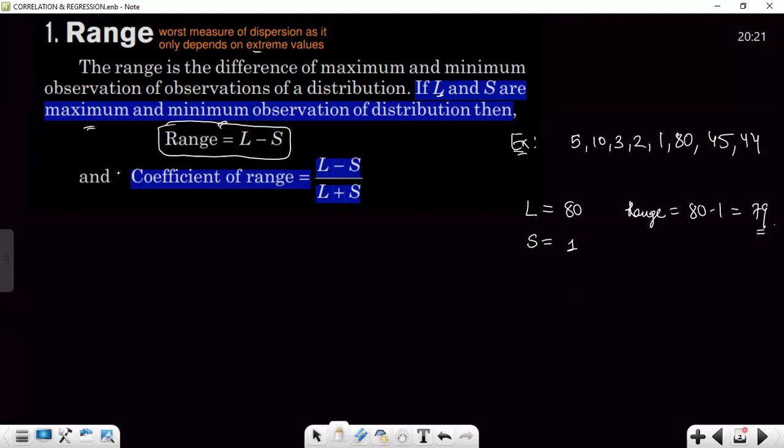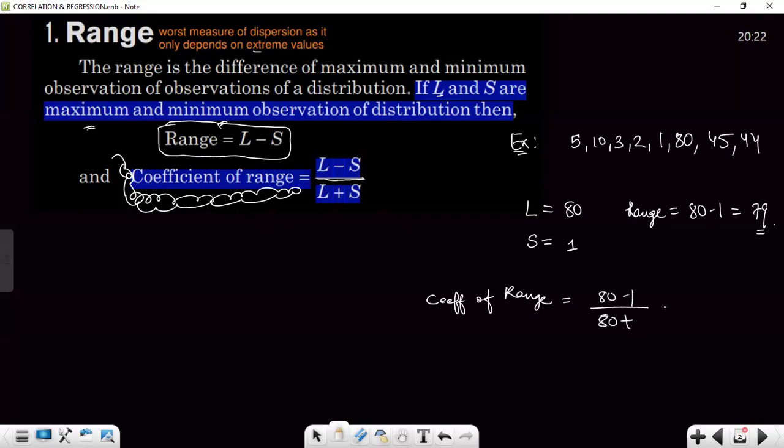Let's now talk about the coefficient of range, where we are looking at how range is ranging, actually. It is simply found by L minus S, which is the range, divided by L plus S. So if you find the coefficient of range for this ungrouped data, L minus S upon L plus S becomes 79 on 81. So this is our coefficient of range. And this is very easy. Is this clear? Yes, sir.